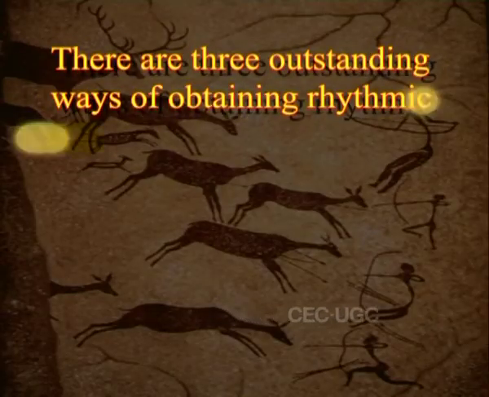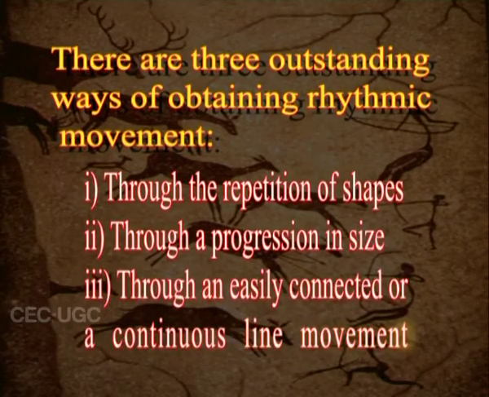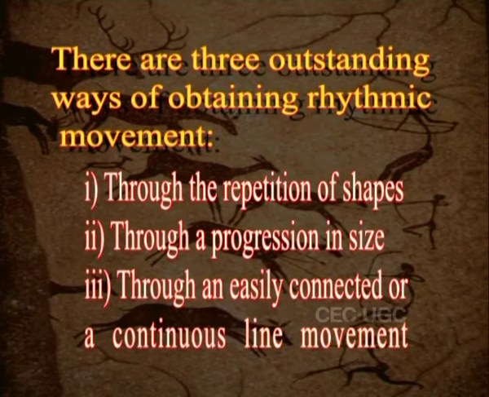There are three outstanding ways of obtaining rhythmic movement. First, through the repetition of shapes. Second, through a progression in size. And third, through an easily connected or continuous line movement.